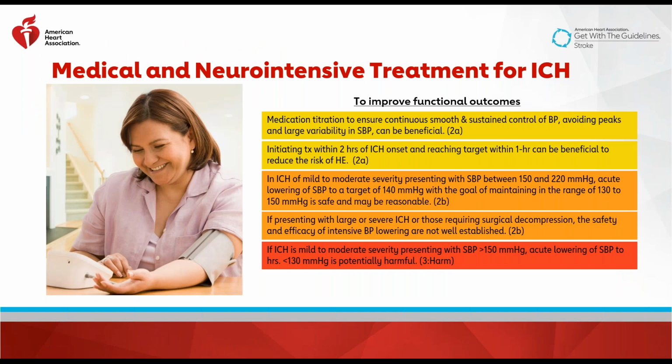So, medical and neurointensive treatment for ICH. When implementing acute blood pressure lowering after mild to moderate ICH, treatment regimens that limit blood pressure variability and achieve a smooth, sustained blood pressure control appear to reduce hematoma expansion and yield a better functional outcome. So we want to make sure that we're using products that are easily titratable, that you can back off if they start to drop a little bit too abruptly.